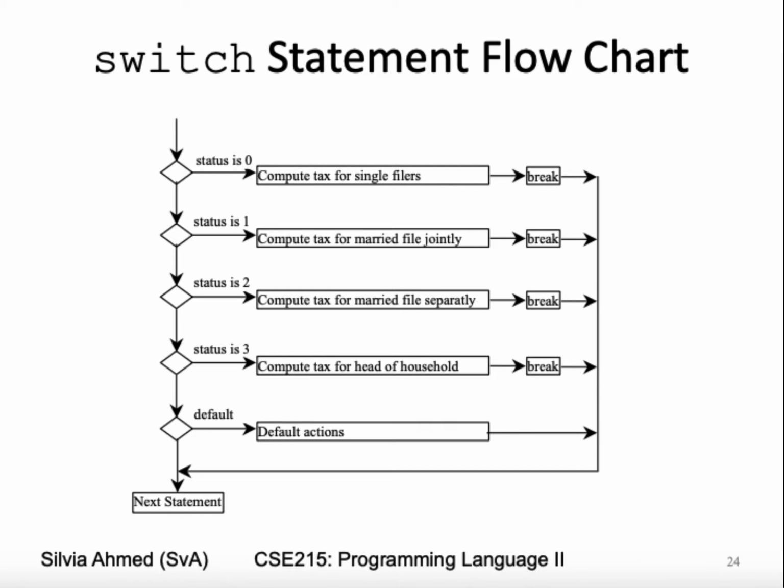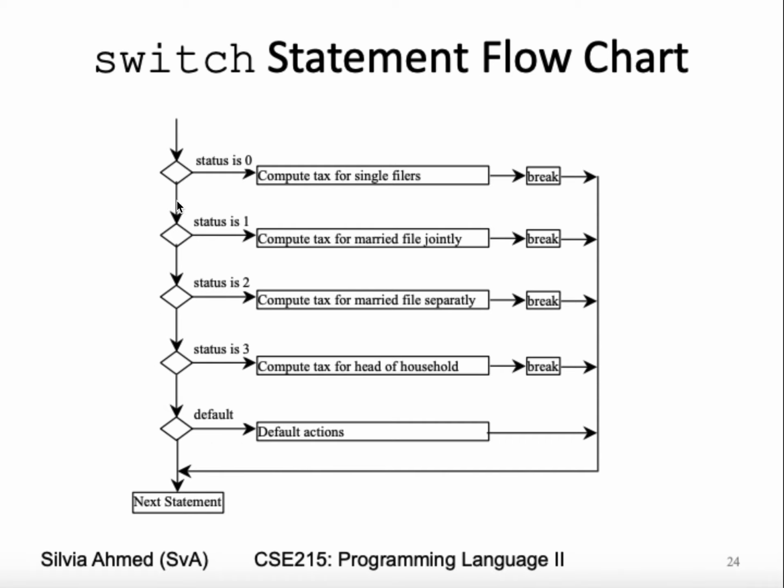Let's look at the next selection structure, the switch statement. The flowchart is like this. We have a condition. If the value is true, so the condition is similar to matching a specific value to some other specific value, we will do something. Then we can have a break statement. If there is a break, it will continue to the next part.